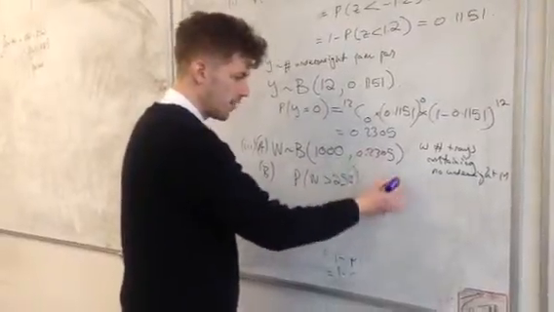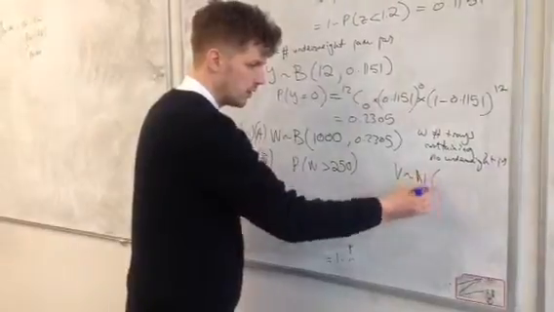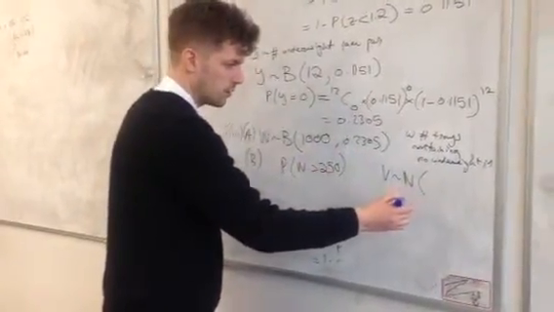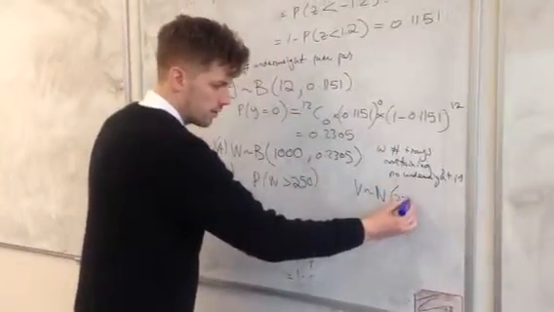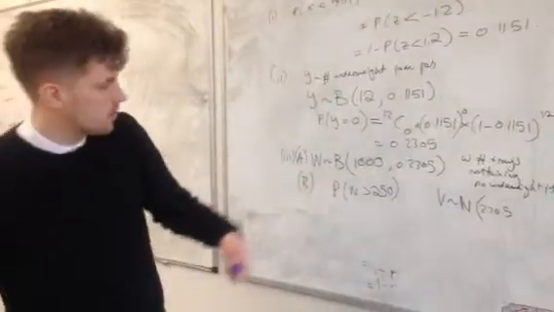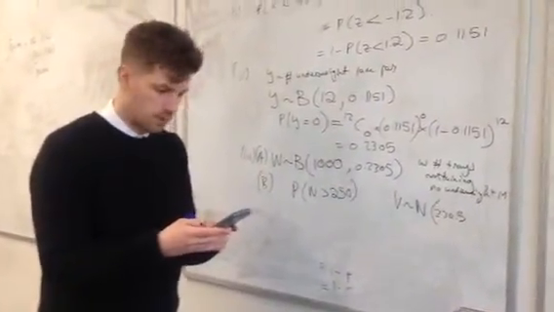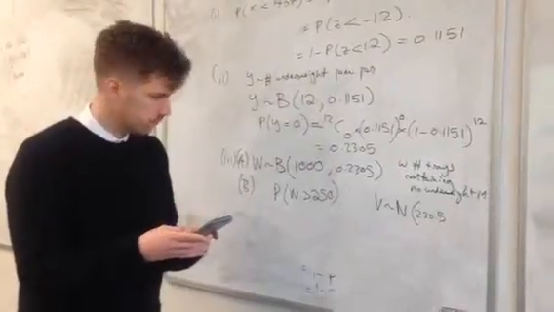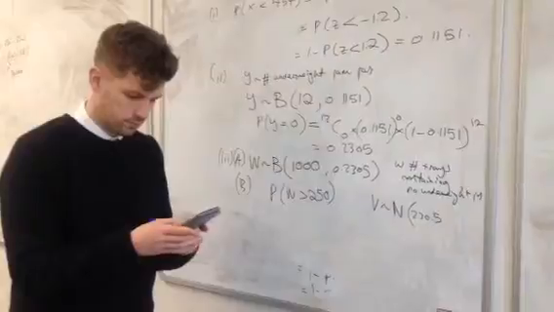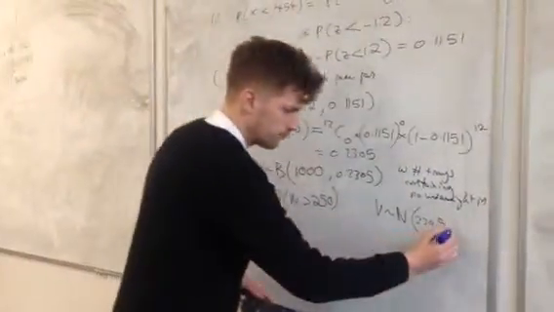So another new letter, I'm going to choose V. V is going to be normally distributed with mean 1,000 times 0.2305, so that's 230.5, and variance 1,000 times 0.2305 times 1 minus that number, which is 177.37.